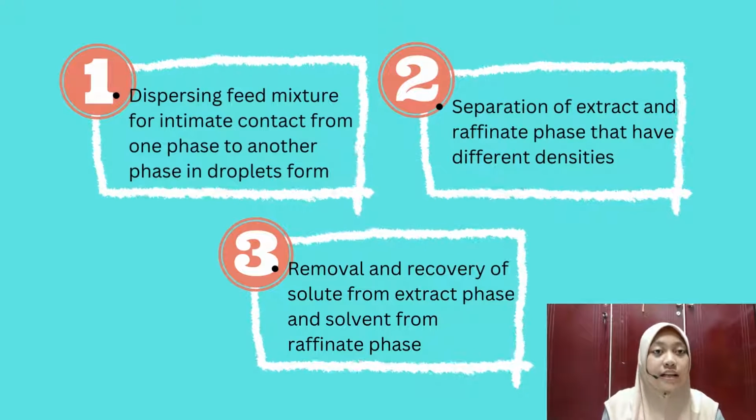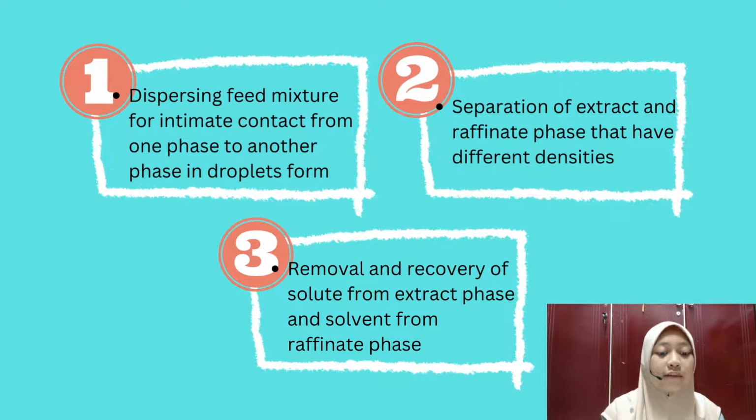LLE involves three stages in the process. Firstly, the feed mixture is brought into intimate contact by dispersing one phase into another as droplets. In the second stage, we separate the extract and raffinate phases that have different densities, and the third stage is for removal and recovery of the solute from the extract phase and the solvent from the raffinate phase.